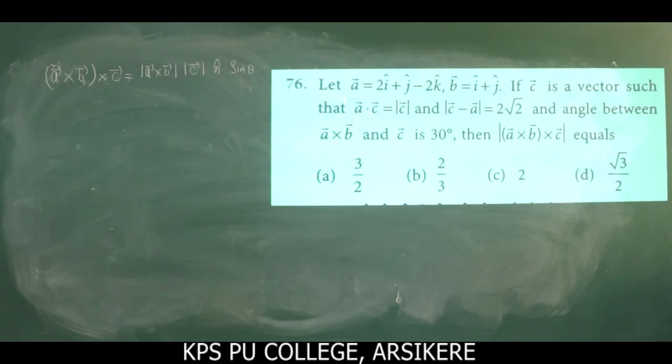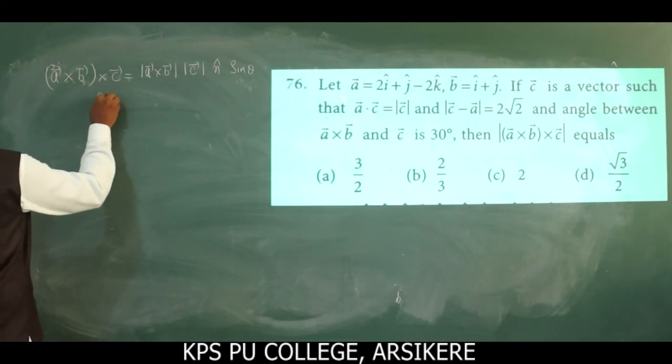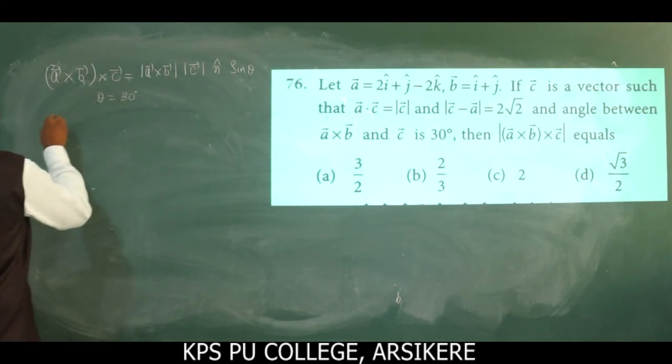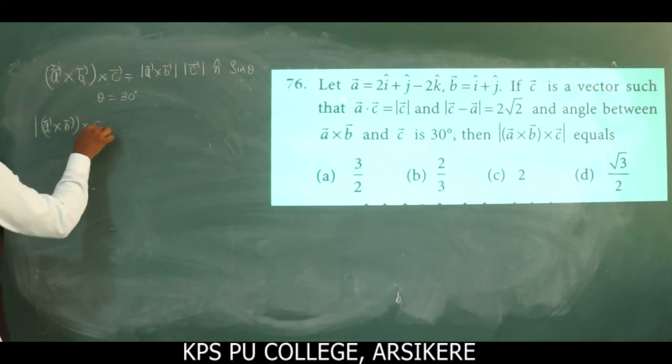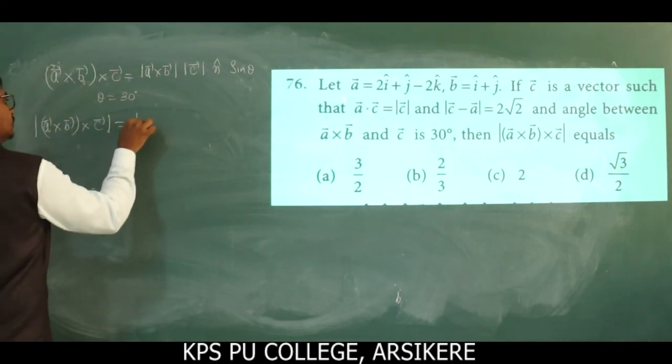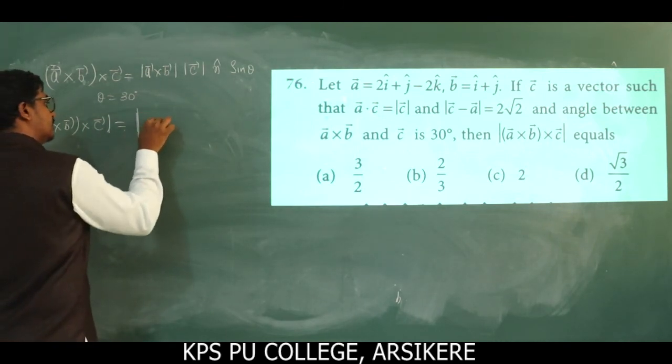Theta is already given there, right? Theta is equal to 30 degrees. So when we take the magnitude, A cross B cross C is equal to the magnitude of this term A cross B.